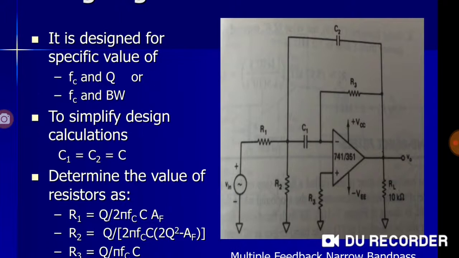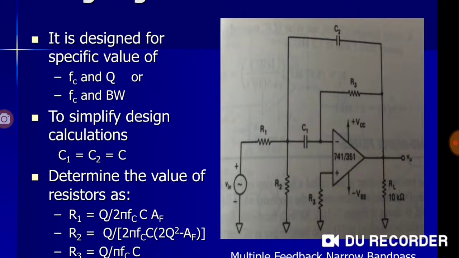For a band pass filter we just need to know the center frequency. For wide band we need to know both the cutoff frequencies FH and FL, but for narrow band pass we need to know only the center frequency, that is the exact frequency that we need to select. Because it is a narrow band pass filter, FC and Q, that is the frequency selectivity, should also be known to us.